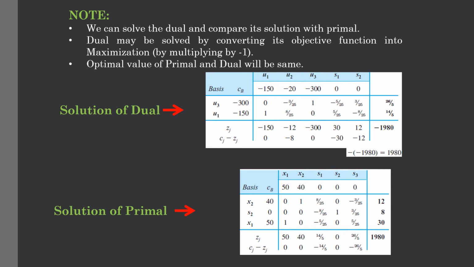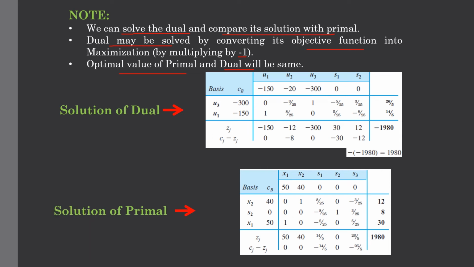Certain things may be noted for a dual and primal relationship. We can solve a dual problem and compare its solution with the primal. Second thing is dual may be solved by converting its objective function, in our current case, to maximization, and from OR1 we know how we can convert a minimization objective function into maximization by multiplying the objective function by -1. And optimal solution of the primal is the same as the optimal solution of the dual.